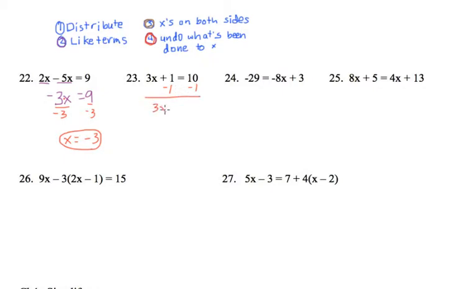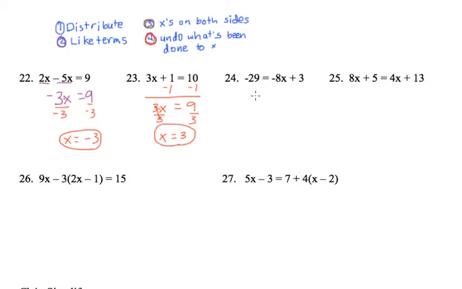So I'll have 3x equals 9. And then I undo timesing by 3, so that means I divide both sides by 3. So I get x is equal to 3.